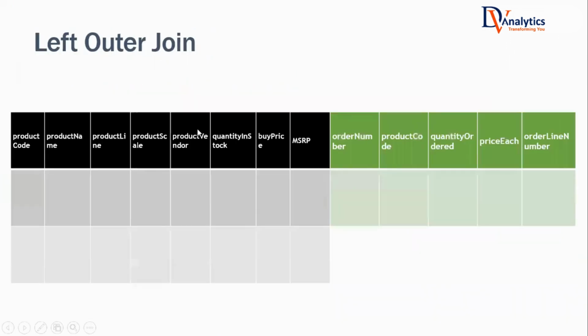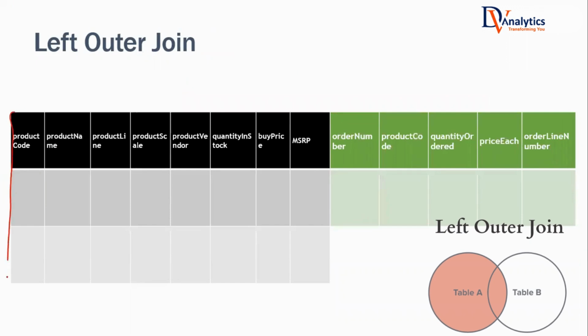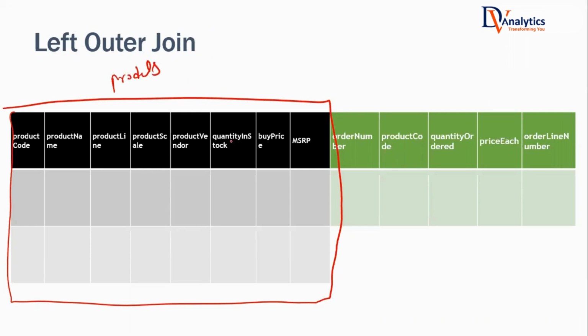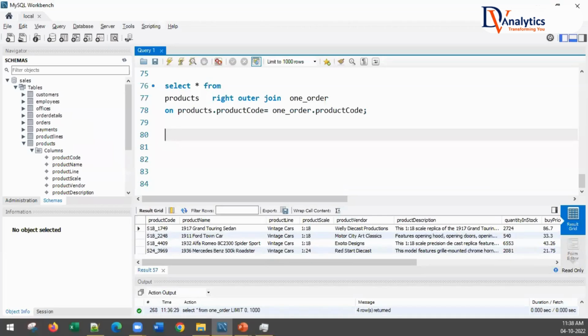Then that will be called a left outer join. In the left outer join, you have everything from the left hand side table, which is the products table. And if there are any matching details from the right hand side table, they will be attached. If there are no details for some products, they are not part of any order, that will be left as blank. So the same exercise we will repeat, but this time we will focus on the products table.